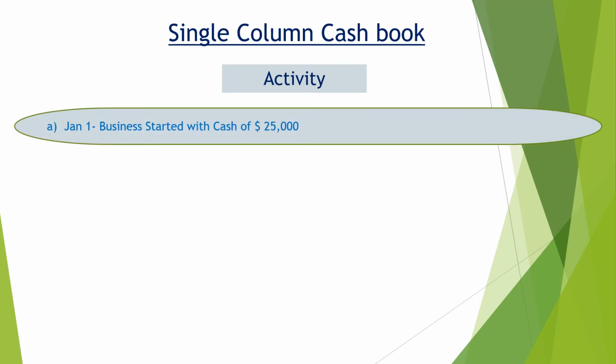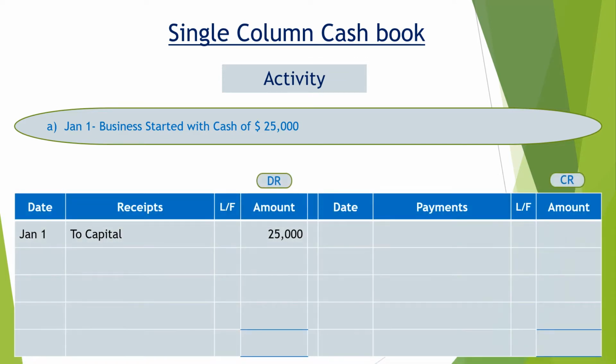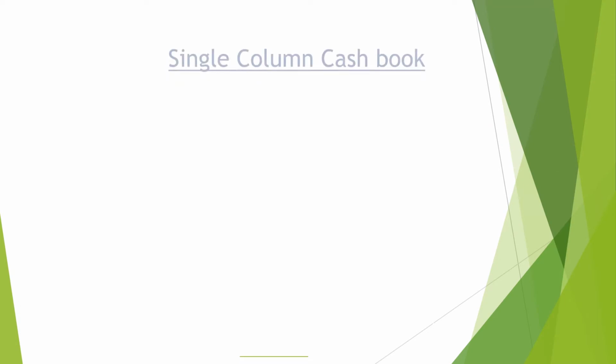The first transaction, business started with cash of $25,000. In this transaction, cash was received by business, so cash will be debited and is being recorded on receipt side of cash book. In narration, we will give the name of the other effect, like from where the cash came from. Of course, the cash came from capital, so in narration, we will write capital. Let's go to transaction number 2.